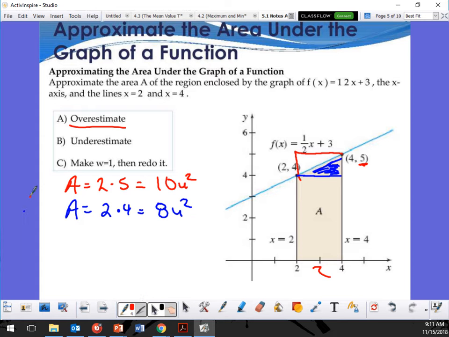An overestimation means all this right here, which is not under my graph, but I'm going to include that anyway. So that's an overestimation versus an underestimation. Okay? So I'm estimating it right there with the width of 2. Now, make W equal 1 and now redo it. So I'm going to make W equal 1.